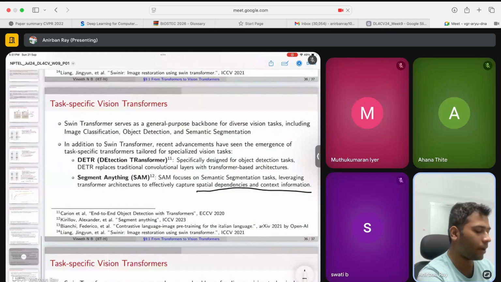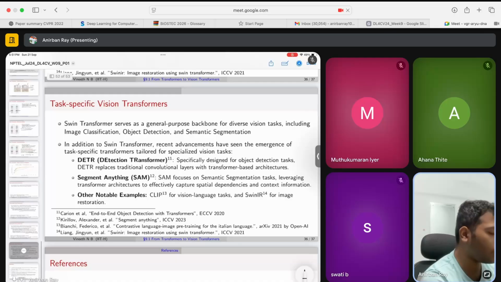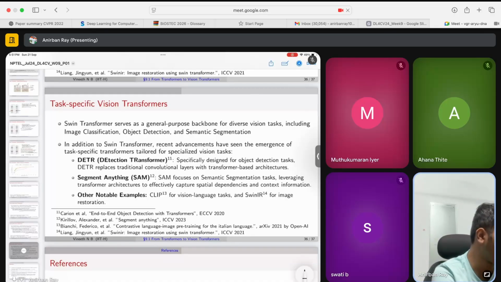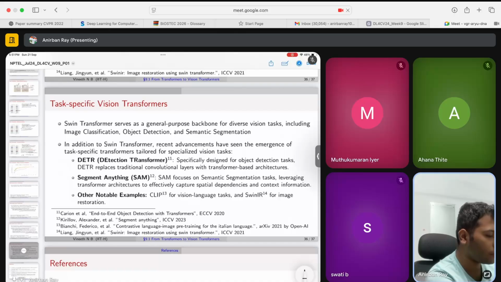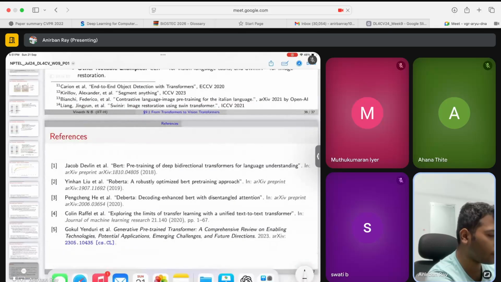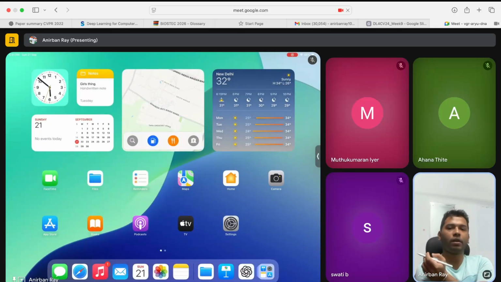Now what you have here is this. And other notable examples: CLIP for vision language tasks and SwinIR for image restoration. Okay, this is what we have here.